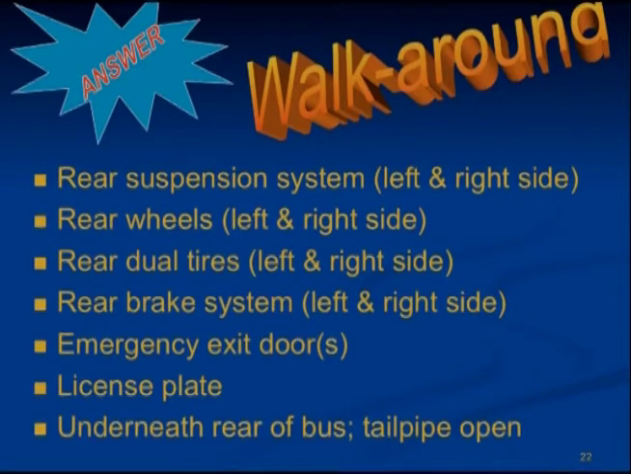Make sure that the emergency exit doors open and close and latch properly, and that the glass is intact. Make sure that the license plate is secure and clean. The light works. Check underneath the rear of the bus, nothing stuck between the tires or spaces. Shine a flashlight through the emergency door and under the seats looking for anything unusual. Make sure that the tailpipe is not bent or obstructed.